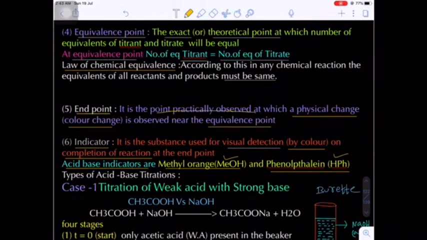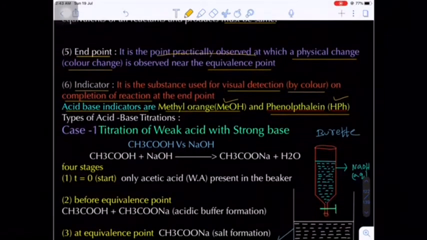Now these indicators show color change during the changing of the pH of the medium. That means in acidic medium they show one color, in basic medium they show another color. We will discuss this in another topic, the theory of indicators. Now here we are going to deal with the different types of acid base titrations. Let's see one by one. The first case we are going to discuss is the titration of a weak acid with a strong base.